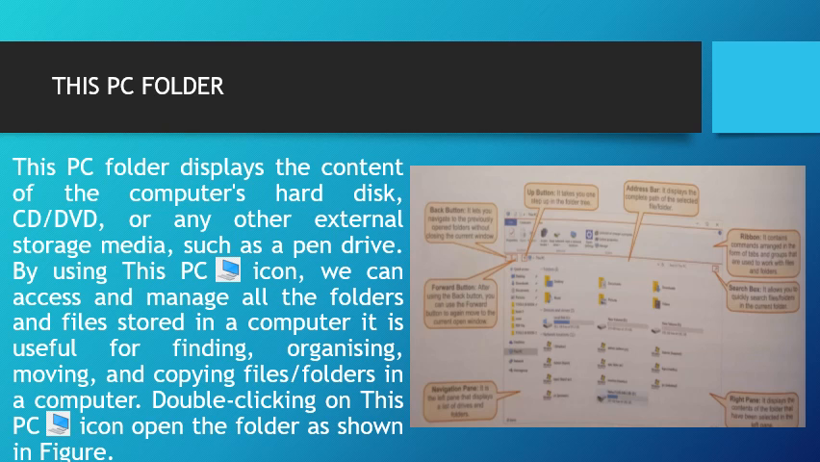In our computer system, whatever the files and folders and wherever they have been saved, we can access and easily manage all of them. It is useful for finding any file. If you want to find a file, you can find it very easily through the This PC folder, organize them accordingly, move them from one place to another, and copy files and folders from one place to another in a computer. Double clicking on the This PC icon will open the folder as shown in the figure.